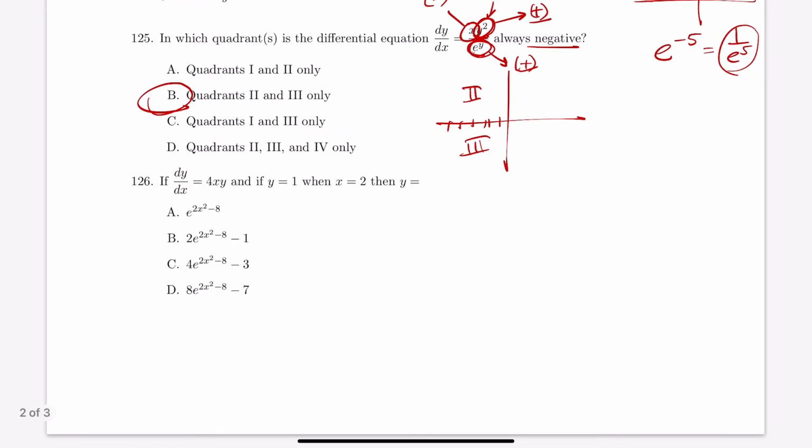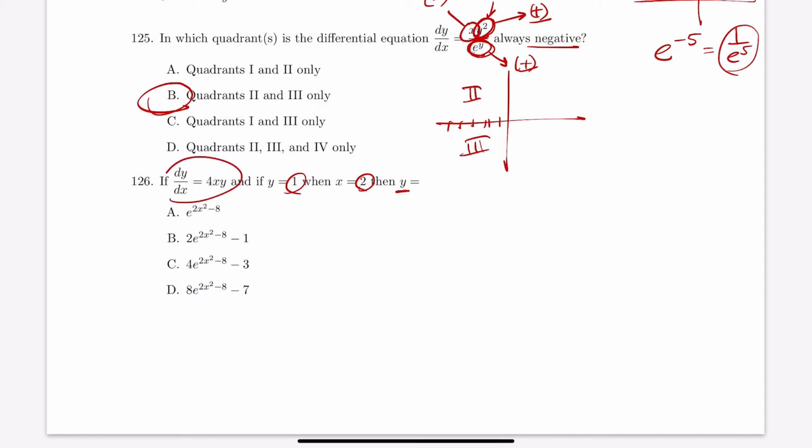Okay. For number 126, if dy over dx is equal to 4xy, and if y equals 1 when x equals 2, then y... Okay, finally. Now we're getting to some stuff that I actually like. So we're going to have to do separation of variables because they want you to figure out the particular solution y when y equals 1 and x equals 2. So let's go ahead and do that.